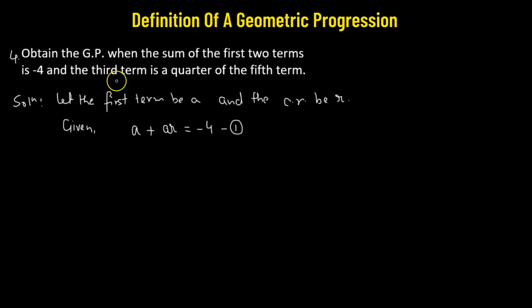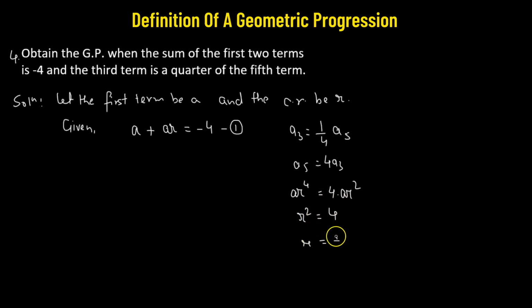And then we have the third term, a3. This is a quarter. That means 1/4 times the fifth term. Now we have a5 equals 4 times a3. So a5 will be ar raised to the power of 4 equals 4 times ar squared. So here we can simplify this equation. If we divide both sides by ar squared, we have r squared equals 4. So taking the square root, our value is going to be +2 or -2.